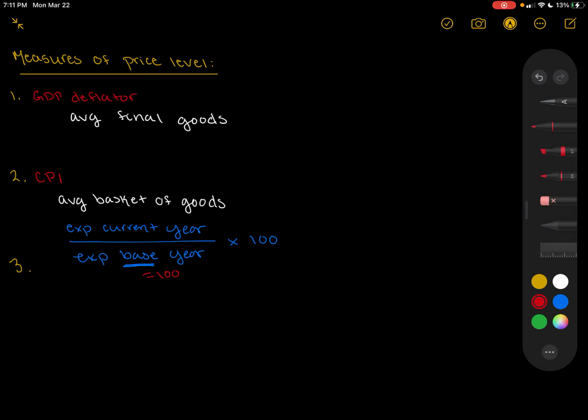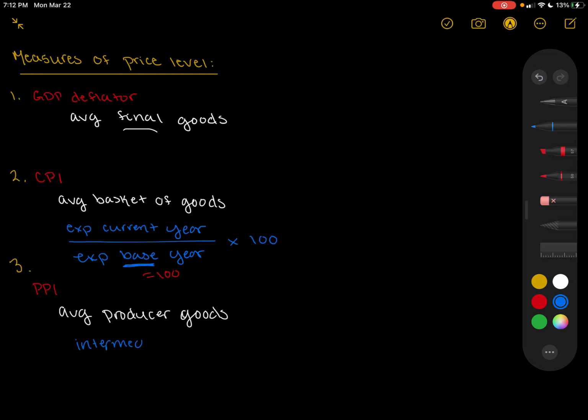Now, the third measurement that's often used for price level is the Producer Price Index, or the PPI. The Producer Price Index is just an average of the prices that producers receive. So the average of producer items or goods, we could say. And the Producer Price Index includes not only the price of final goods, as in the GDP deflator, but it also includes the prices of intermediate and raw goods.